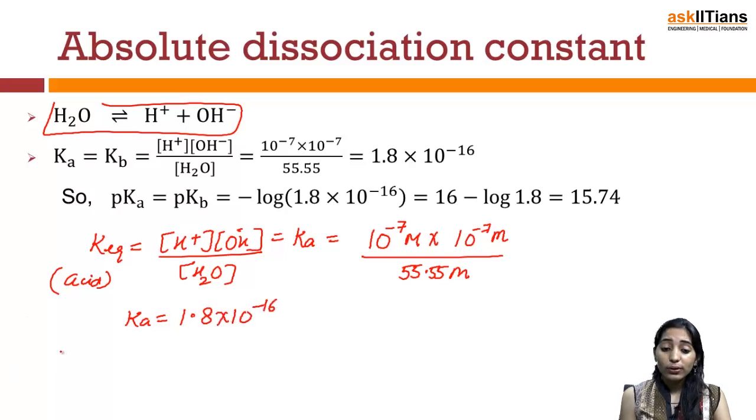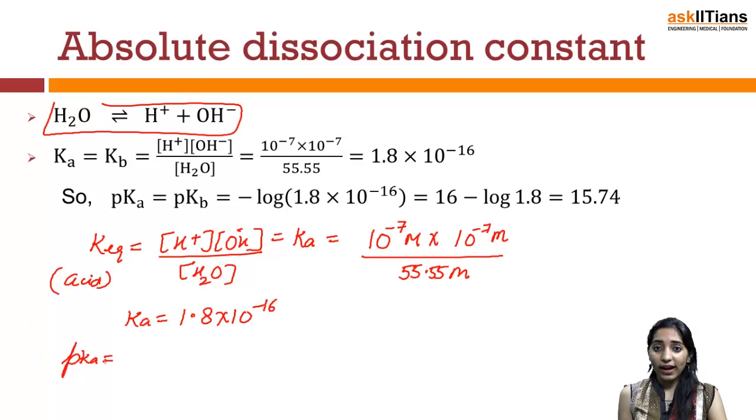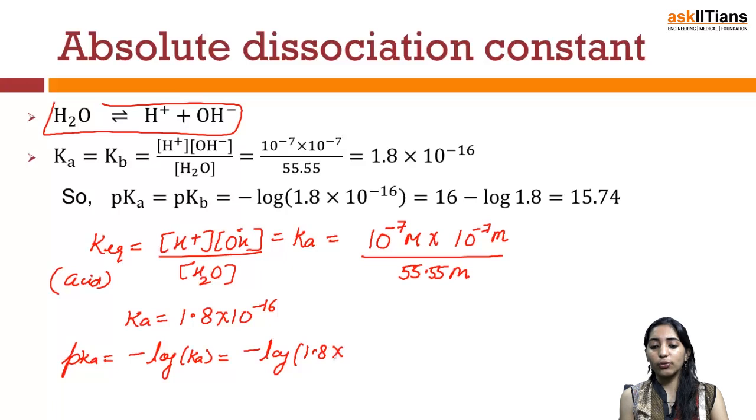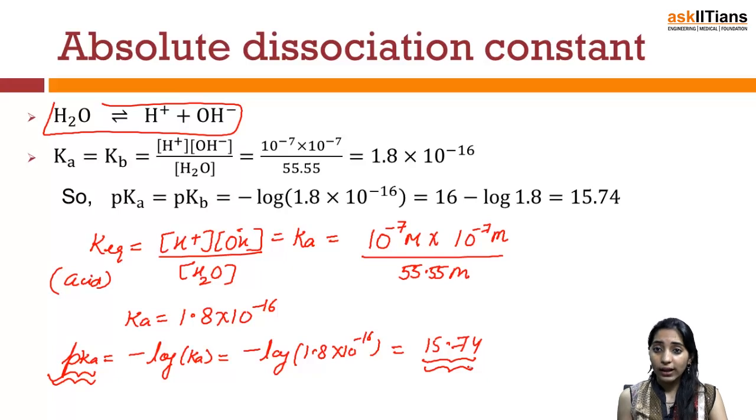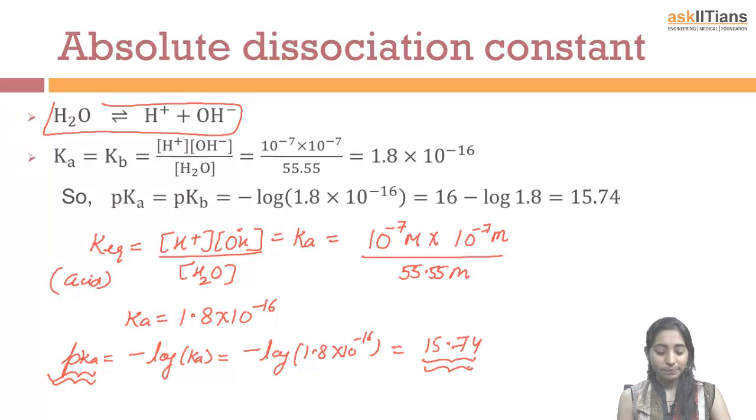We all know that pK is another term to define Ka. It's minus log of Ka. So if I put minus log of 1.8 into 10 to the power minus 16, the value comes out to be 15.74. So we say that the pKa for water to behave as an acid is 15.74. The entire discussion about pK and pH will be done in the further slides.